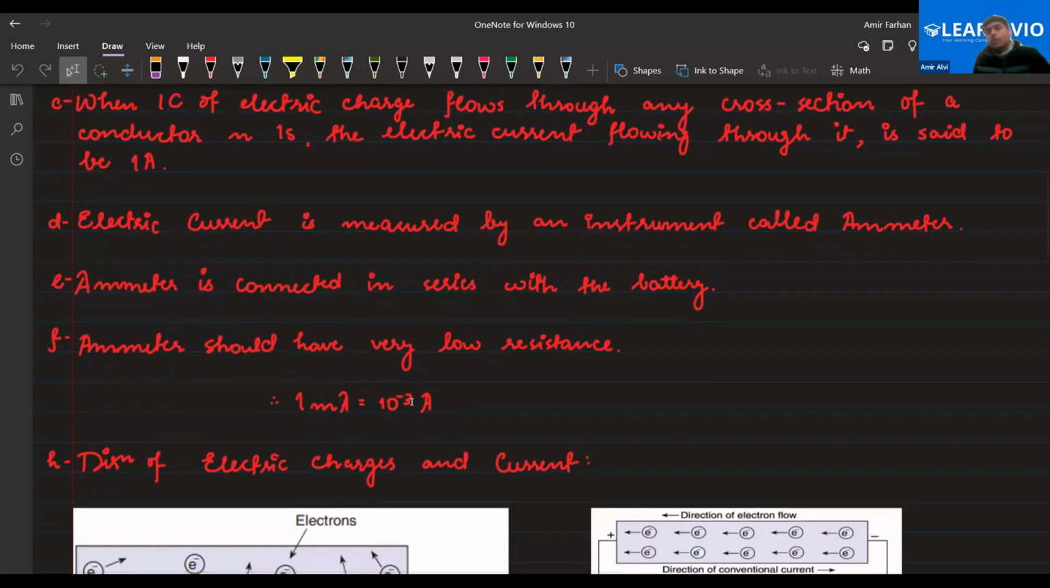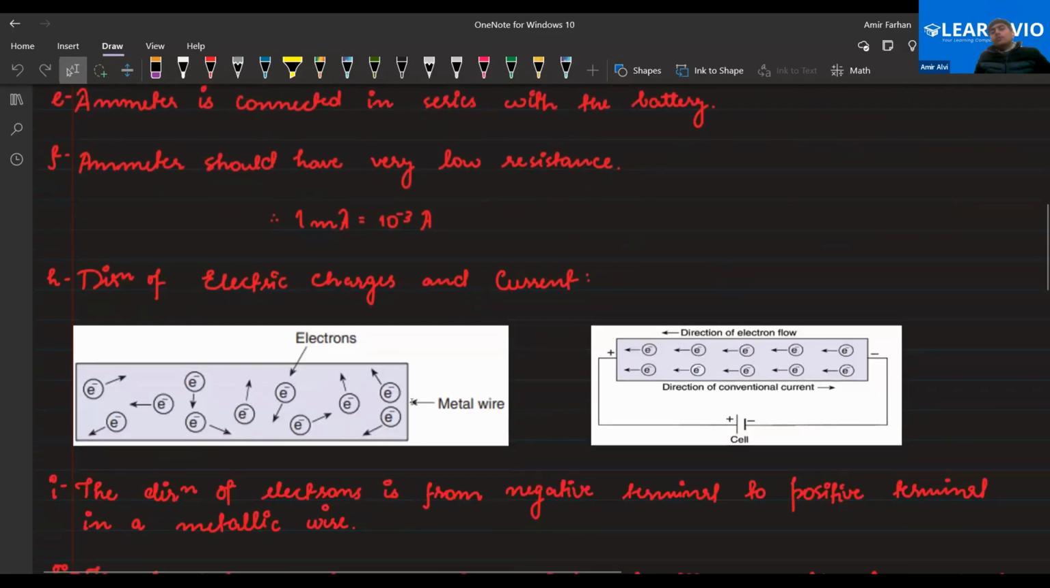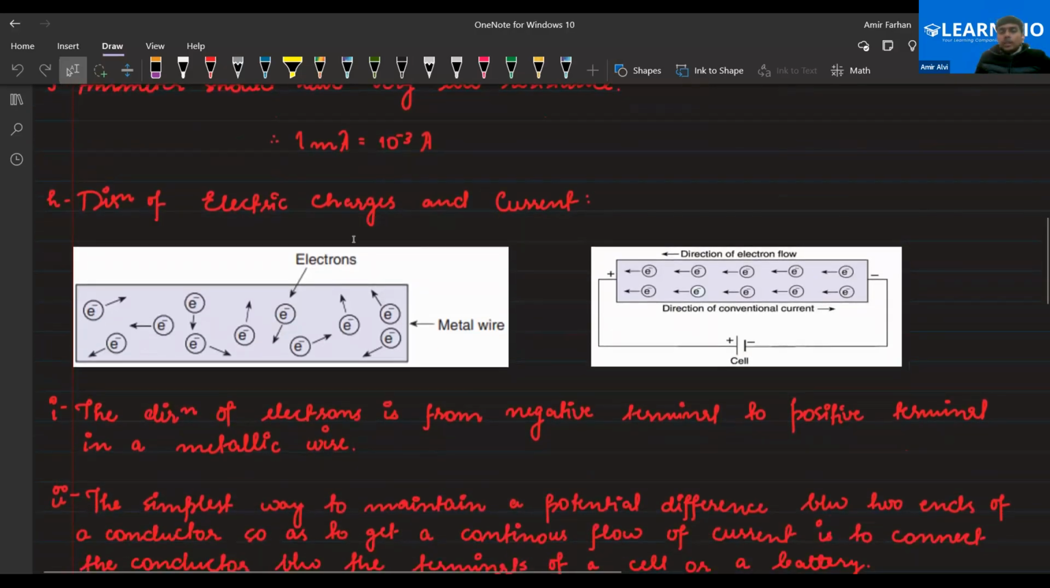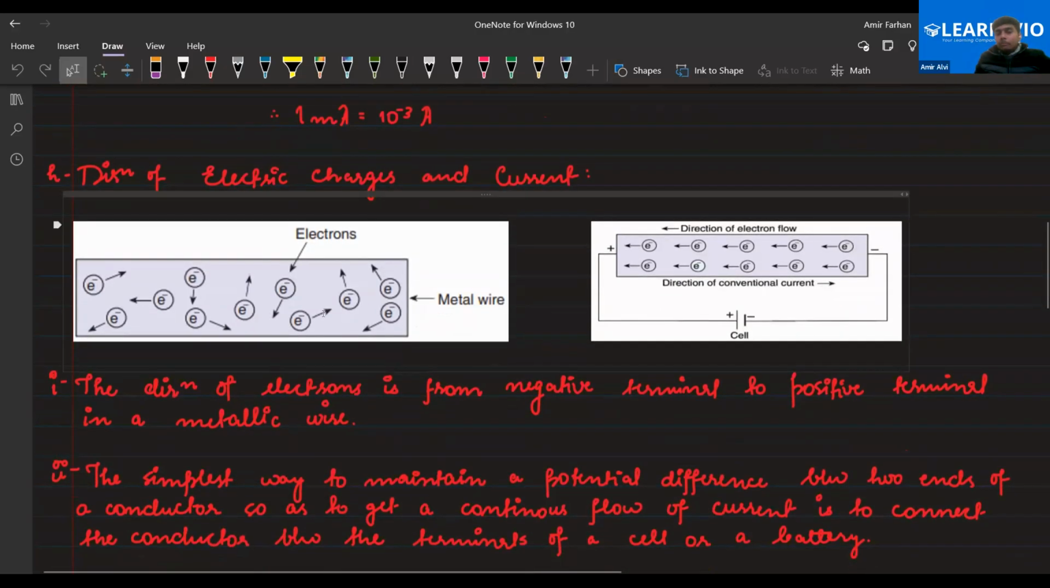Good. Now the direction of electric current and electrons. Suppose initially nothing is attached to the wire. This is a normal wire. Here you can see the electron directions are random. They are colliding with each other and the walls, and moving randomly.